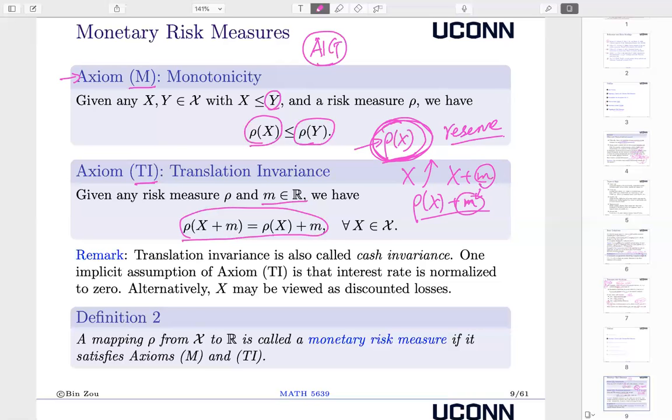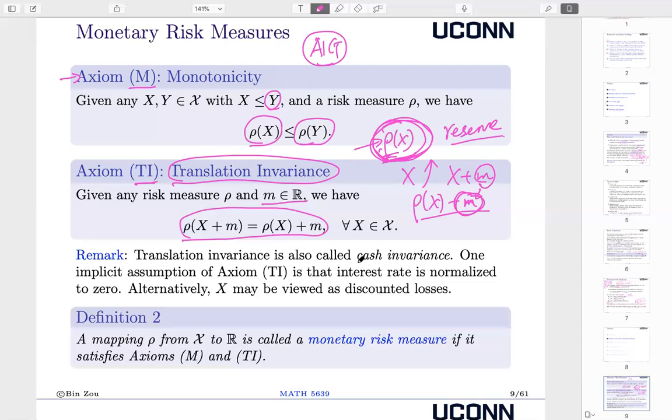So you go back to the previous case, right? If the previous risk measure is appropriate, if it worked in the past and now the future size of the risk will go up by a fixed amount, you just need to charge exactly the previous one plus this extra amount. Then your regulatory policy will still be appropriate. So that is the interpretation of translation invariance.